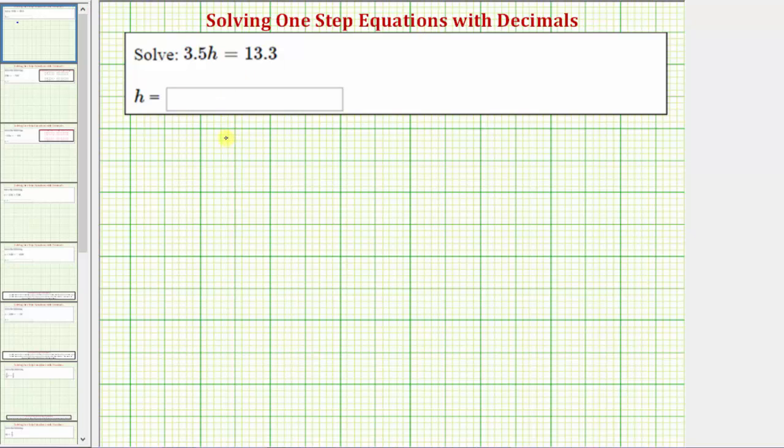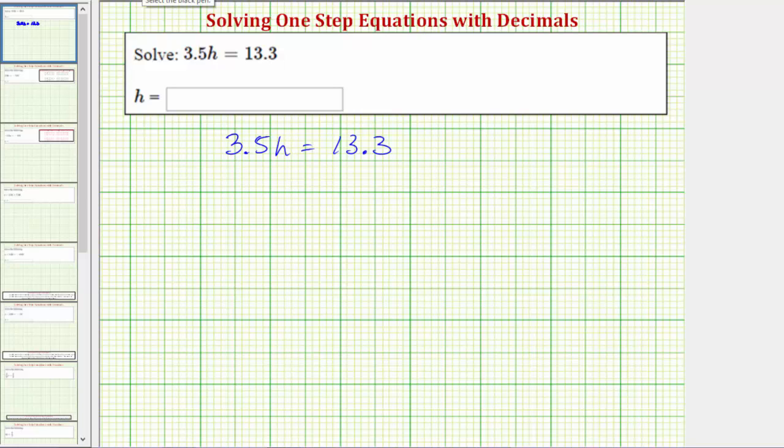We want to solve the equation 3.5h equals 13.3. We can also read this equation as 3 5/10 h equals 13 3/10. 3.5h means 3.5 times h, and therefore the solution to the equation is the value of h that makes the product on the left equal to 13.3.